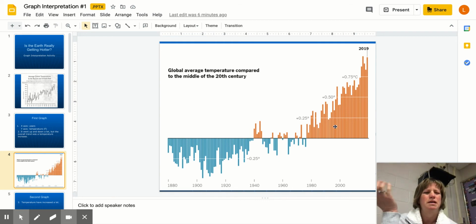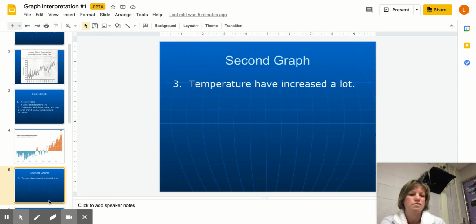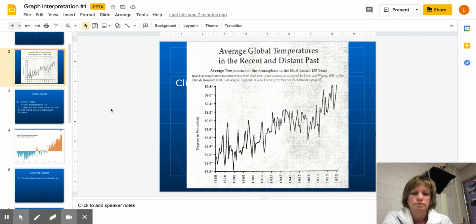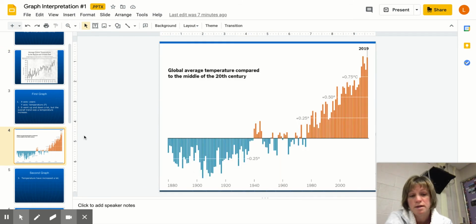And so you might be like, well, Mrs. Fickus, is that really significant? And actually, small changes you're about to see, what we would consider small changes in temperature globally can make a big difference for climates on our planet. So let's double check here. Recently, we've seen temperature increase a lot. We're seeing a spike in temperature recently. So our question, is Earth really getting hotter? So far, it's looking like yes.